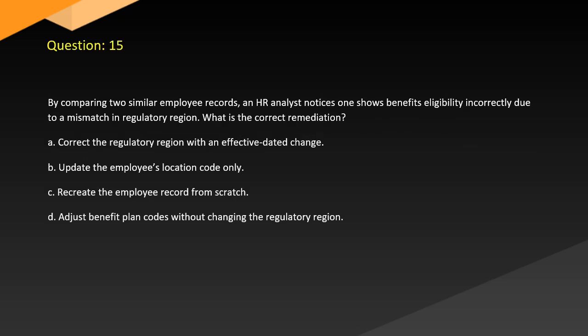Question 15. By comparing two similar employee records, an HR analyst notices one shows benefits eligibility incorrectly due to a mismatch in regulatory region. What is the correct remediation? A. Correct the regulatory region with an effective dated change. B. Update the employee's location code only. C. Recreate the employee record from scratch. D. Adjust benefit plan codes without changing the regulatory region.